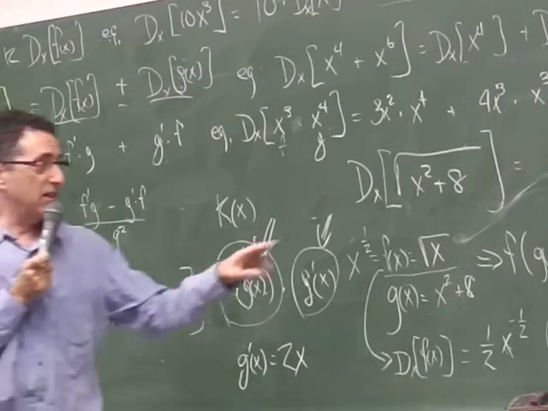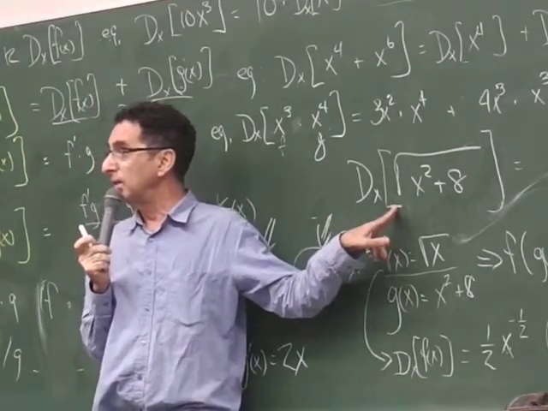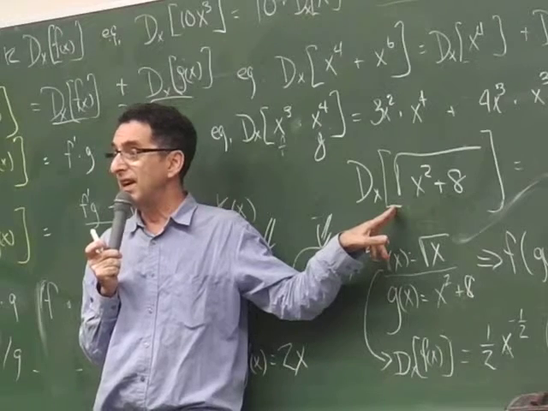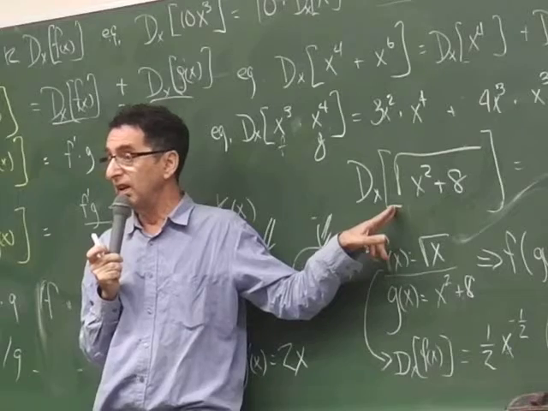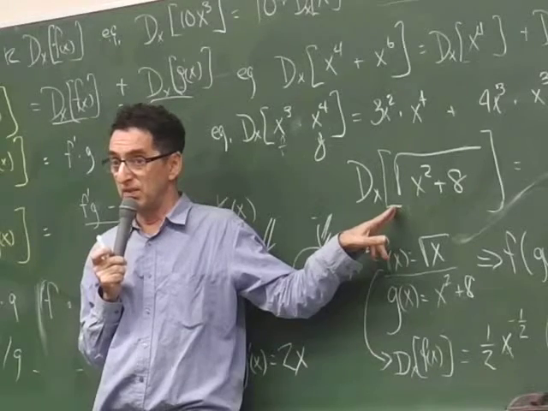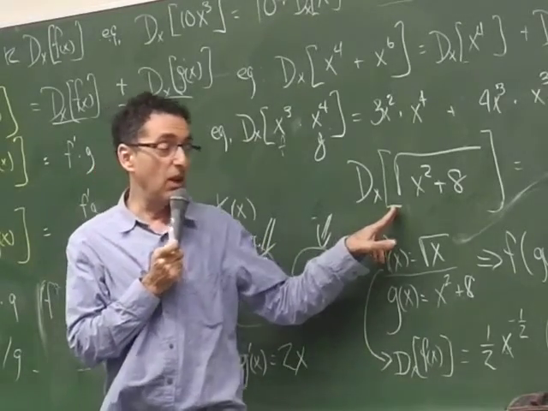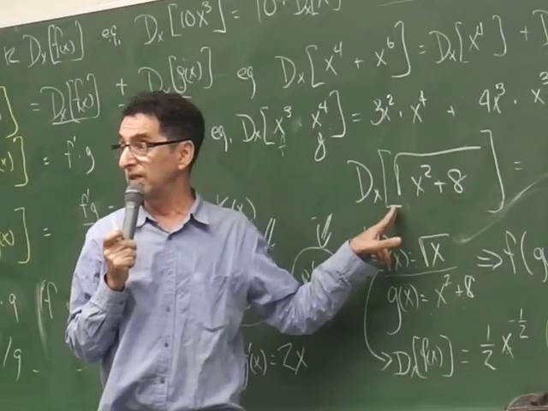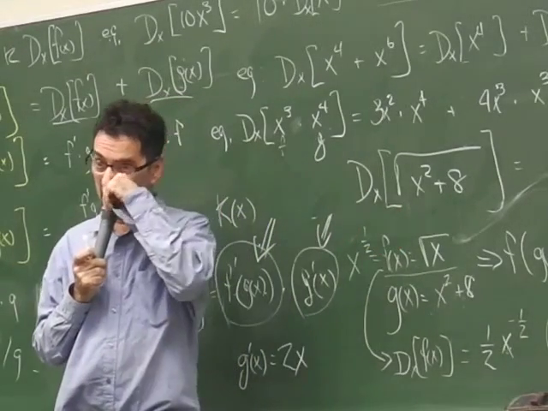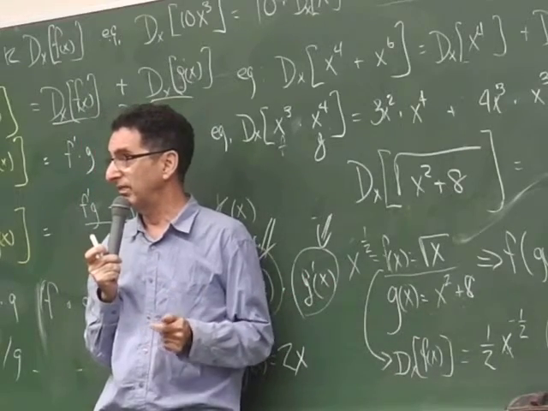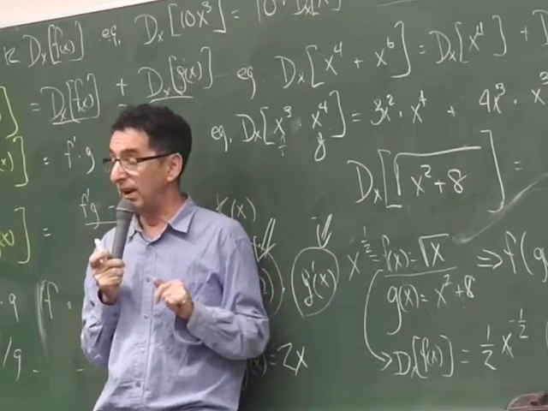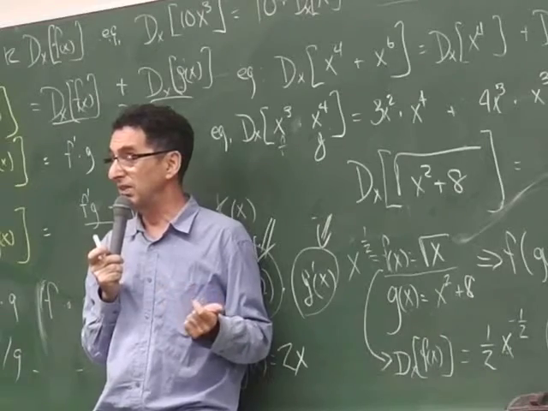The lucky thing to see here would be if you were lucky enough to see this as the composition of two simpler functions. If you could see it that way, then you could say, oh, I can use the chain rule. It's called the chain rule. Then you could do it, like we just did. But if you don't see it that way, you won't be able to use the chain rule.